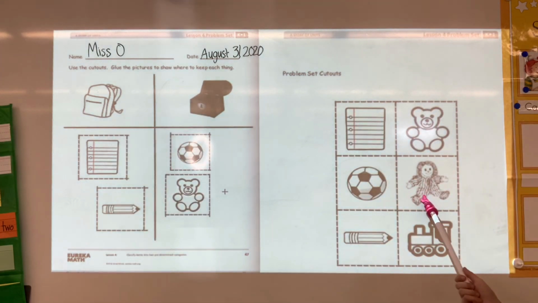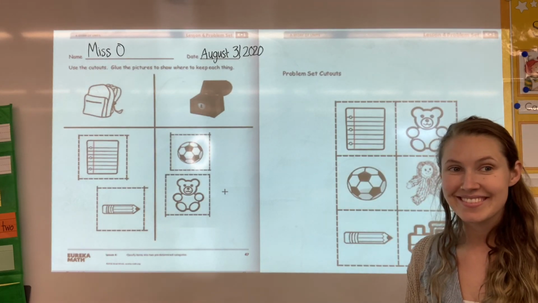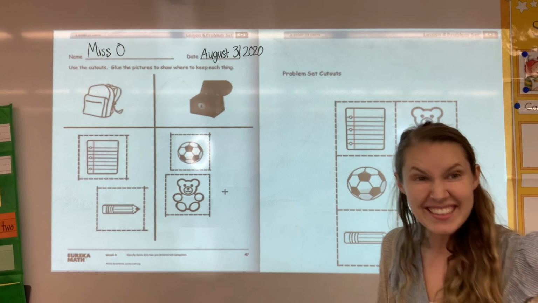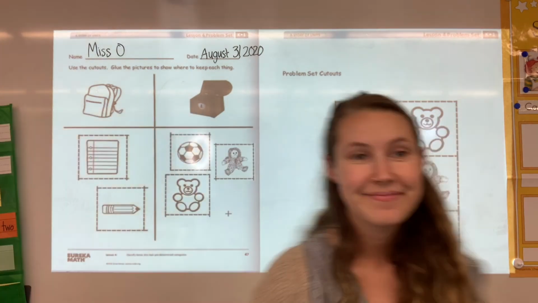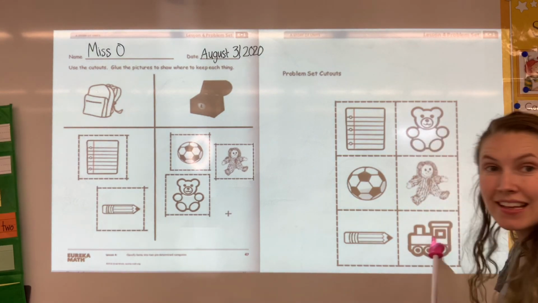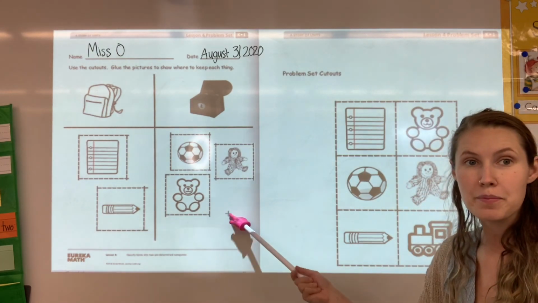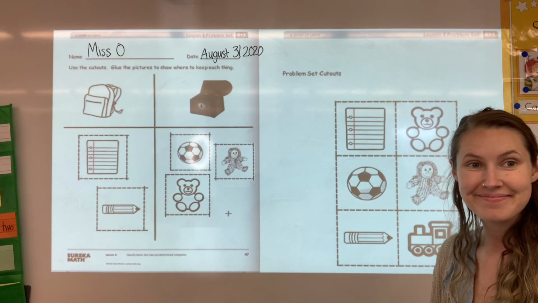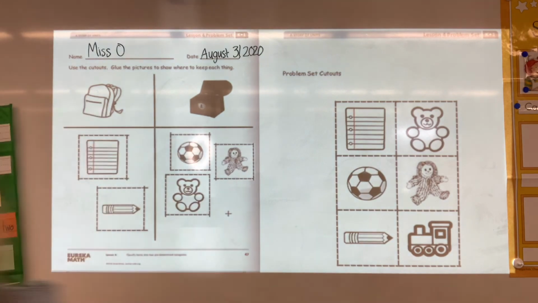Okay, what about the doll? Yeah, I think it goes in the toy group also with the soccer ball and the teddy. Okay, and our last one is a train. Where do we think the train goes? In the school supply group or the toy group? The toy group, very good.